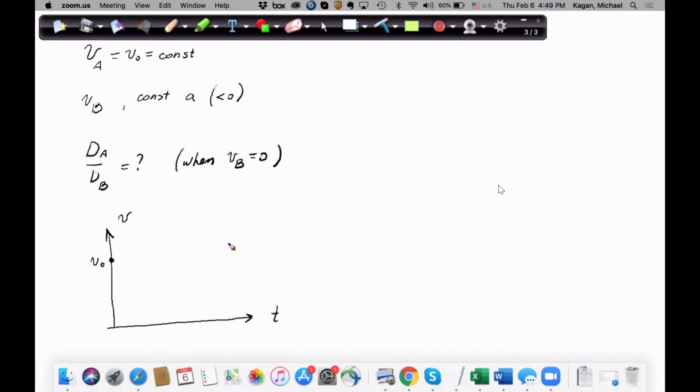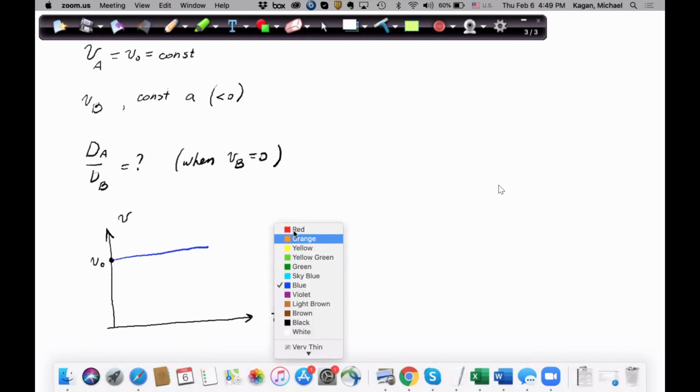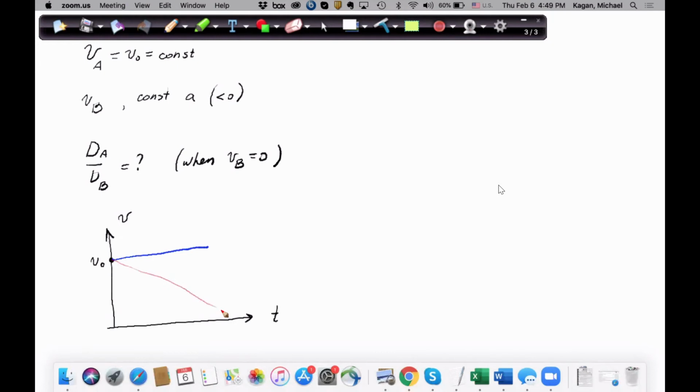So what does the A graph look like? And B graph? Yes, yes. Yeah, did I not make that clear? Yeah, they both start at the same speed, but one keeps constant, one goes down to 0. So these are the graphs.